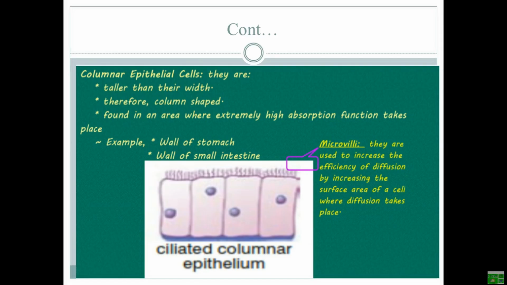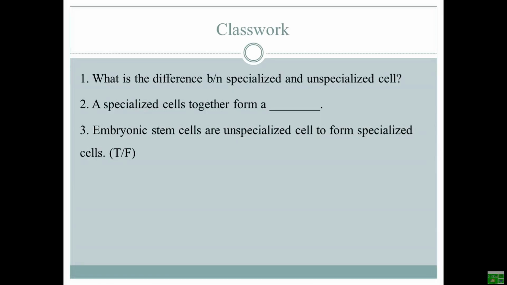Microvilli are finger-like structures. They are used to increase the efficiency of diffusion by increasing the surface area of a cell where diffusion mainly takes place. This is a columnar ciliated epithelium, which is also found in the oviduct of a woman, where the egg moves from the ovary to the uterus for the process of fertilization. This is a ciliated columnar epithelium.